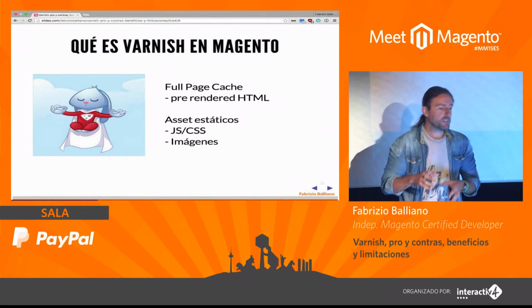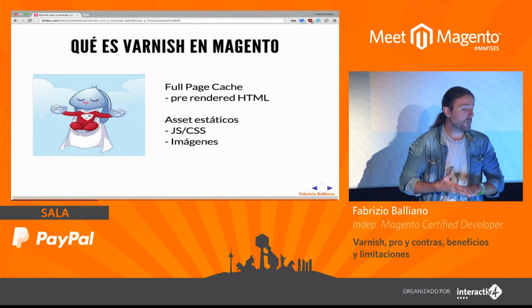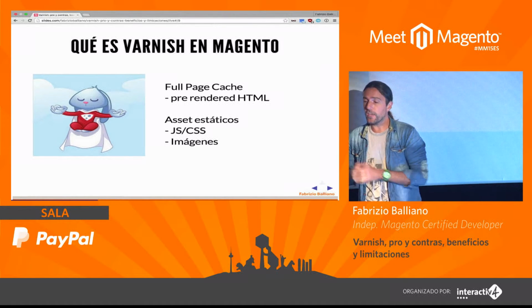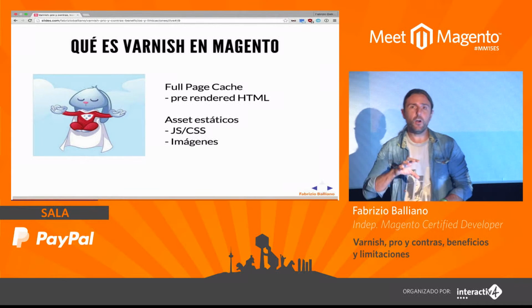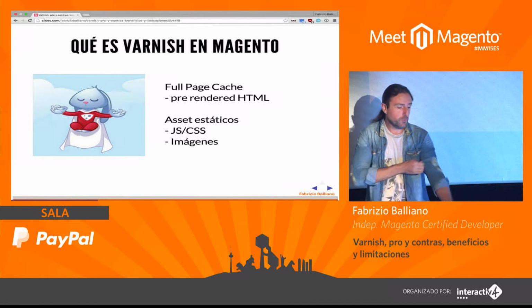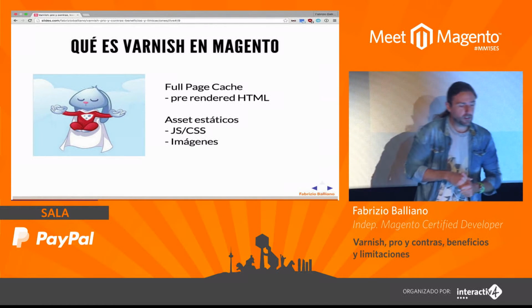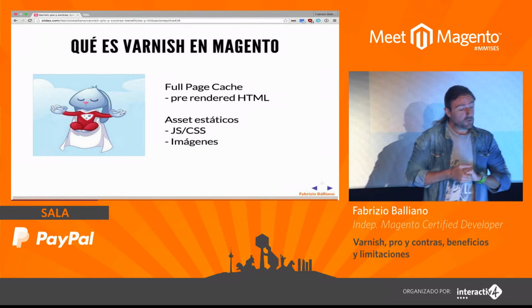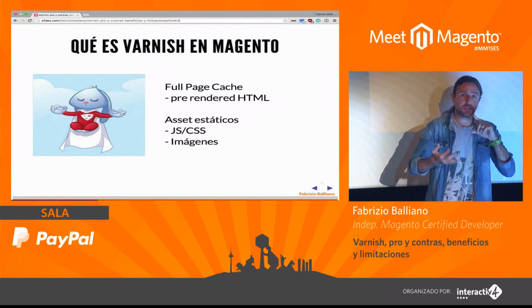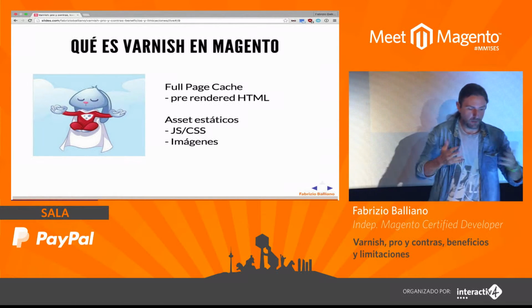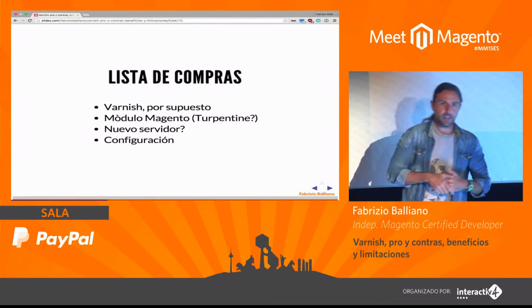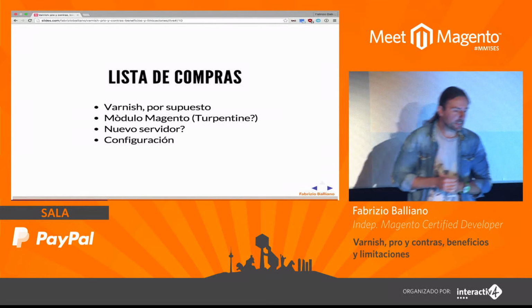So, but then, what is Varnish when we're going to implement it in a Magento project? Varnish is gonna be our full page cache storage. So it's going to take all the pre-rendered HTML, store it inside its memory, and serve it to the browsers, to our visitors, our customers. And also it can do something very interesting, which is caching not only the HTML of our website, but also JavaScript and CSS. And also, if we want, we can configure it, obviously, to cache images.